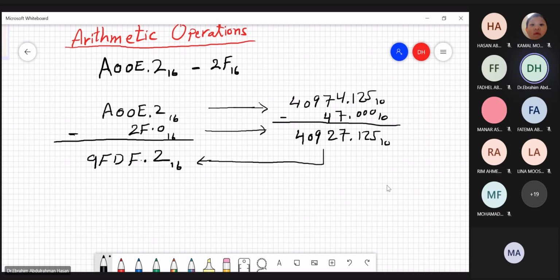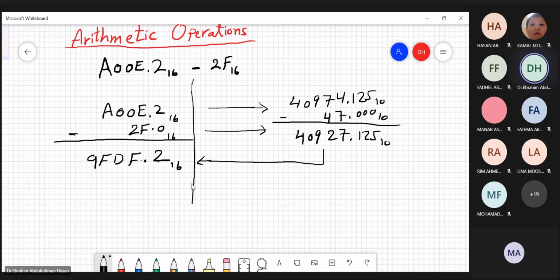I mean, for electrical students, we don't do this, so we subtract directly. Think in hexadecimal here and do the mathematical operation directly. 2 minus 0 is equal to 2. E minus F, so we need to borrow 1. Because E is less than F, it becomes 1E. 1E minus F becomes F, and so on.